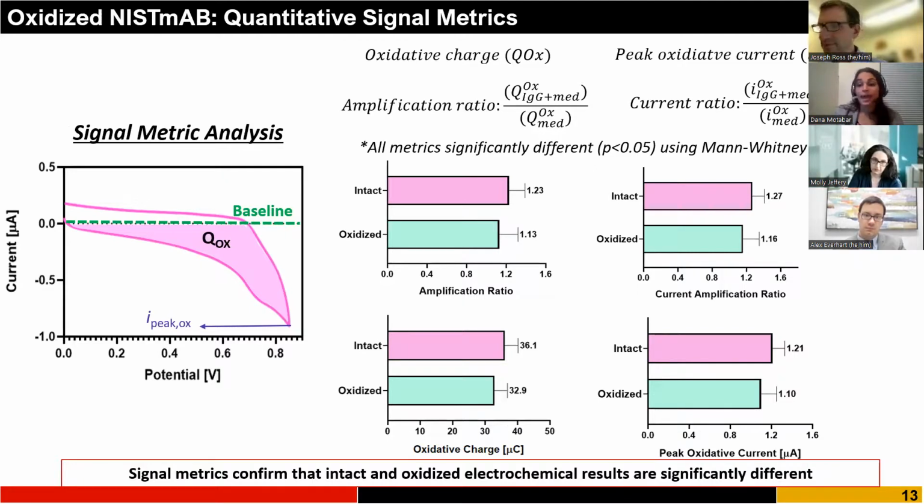But in order to get reproducibility and significance, we did have to take about 20 replicates, which for our measurements is a lot more than what we were doing for reduction, which only required 3.